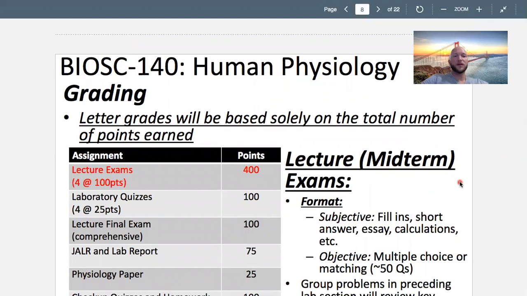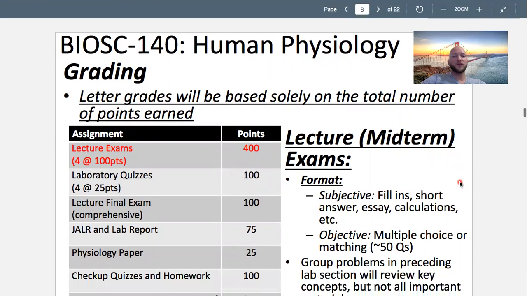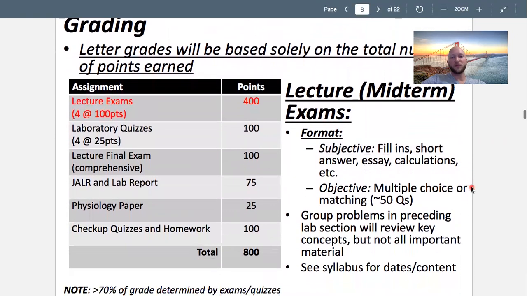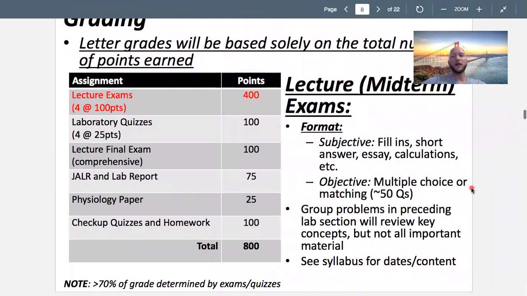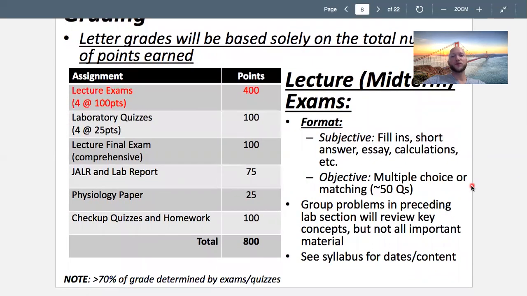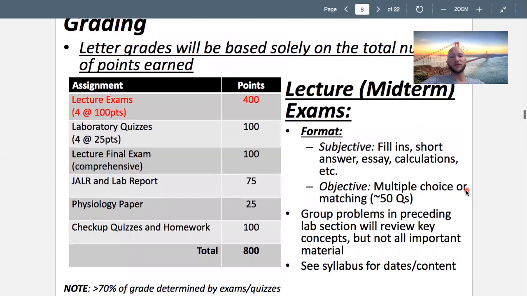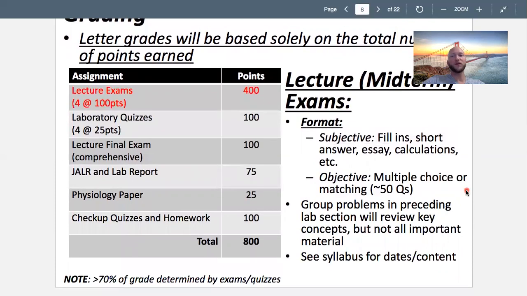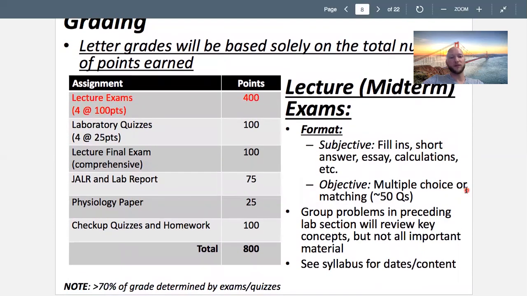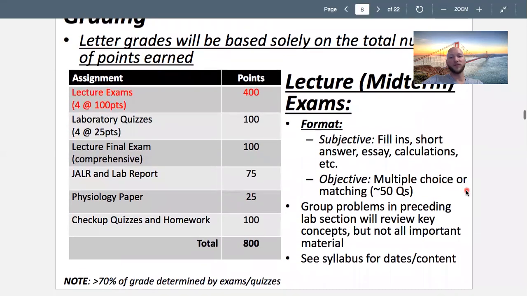Letter grades are based solely on the total number of points. Lecture exams. There are 4 lecture exams. The lectures are broken up into S1 and then part something. So S1 is going to be lecture exam 1. S2 is going to be everything for lecture exam 2. S3 is going to be everything for lecture exam 3, and so on. So the S in the title of each lecture is going to tell you what exam it's on. There's 4 of them, 100 points each.